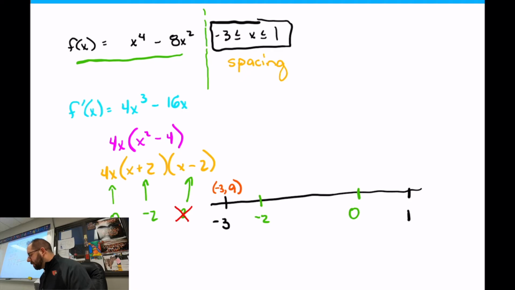Okay, so next I'm going to type in the -2, hit enter. I'm getting a -16. So I plugged in -2, I'm getting -16 out of that thing. Okay, I plug in 0, I'm getting 0. And the next one, I plug in 1, and I get a -7.